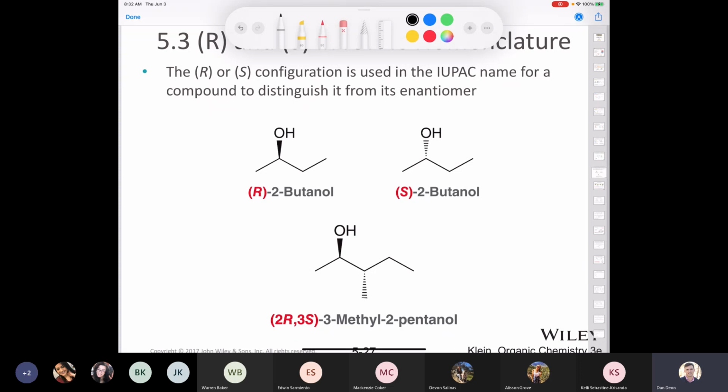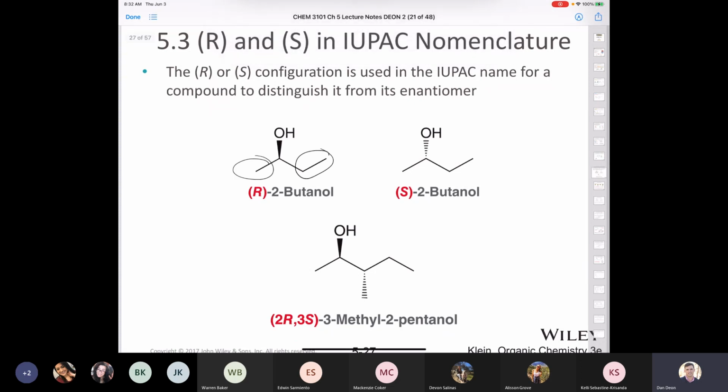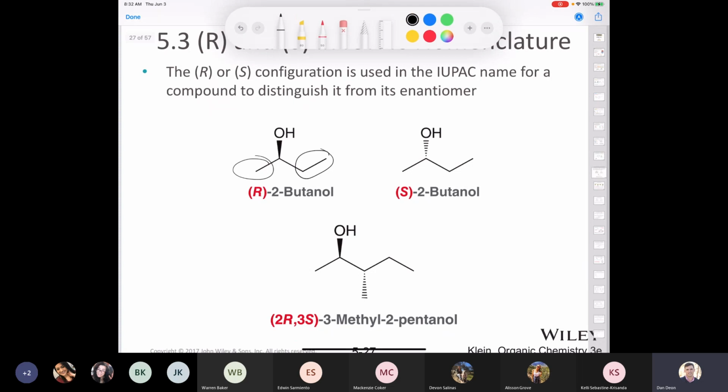Another little trick that I'll tell you is that when you look at R groups that are linear, like these, right? Methyl, ethyl, propyl, butyl, pentyl, hexyl, heptyl, the longer the carbon chain, the higher the priority. So since ethyl is longer, you know that this is going to be number 1, this would be 2, this would be 3, and the hydrogen's in the back. So it's going to be R like that.